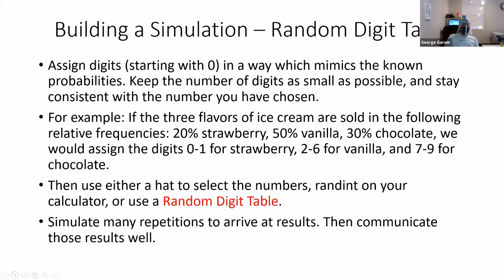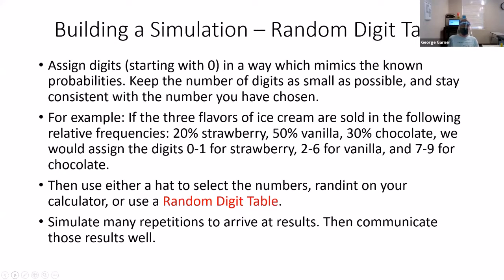So when we build these things, we're going to have to properly assign digits to outcomes. So when we're doing a random digit table, start with 0 if we're in single digits, or 00 if we're in 2 digits, or 000 for 3, whatever. Start with 0. And then we're going to just split up numbers in a way that mimics the known probabilities. So try to keep the number of digits as small as you can, because if you start using like 3, 4, and 5 digits, then it becomes a real burden to do this.